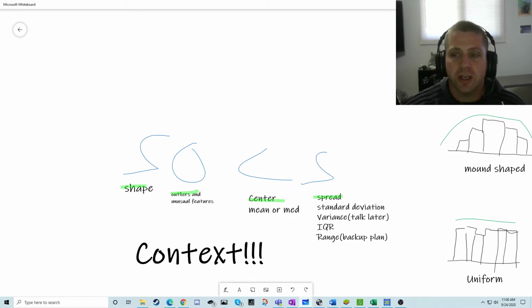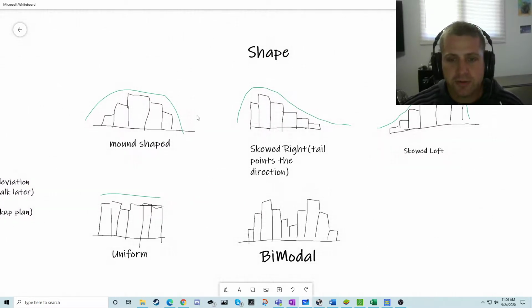So shape, first thing. Here's the different shapes you will see in a histogram. And box plots you can't tell a shape very accurately, so the AP test does not hold you to that, although we can talk about it later if we need, but I'm not going to right now. So mound shaped, skew right. I always remember the tail points to the direction of the skew, so skew left, it's like the tail of the graph points left.